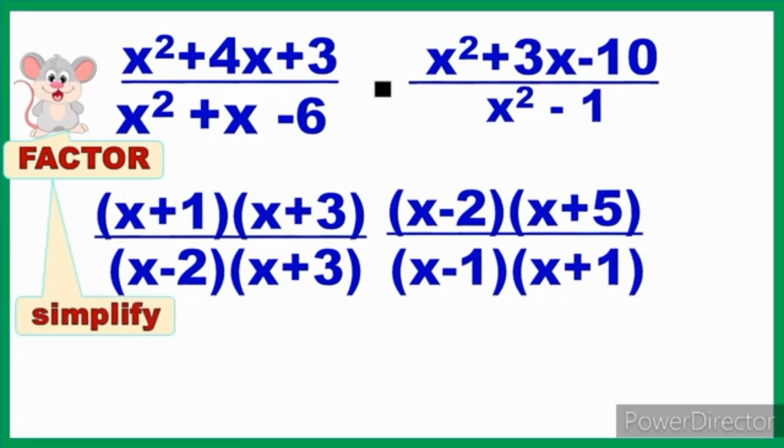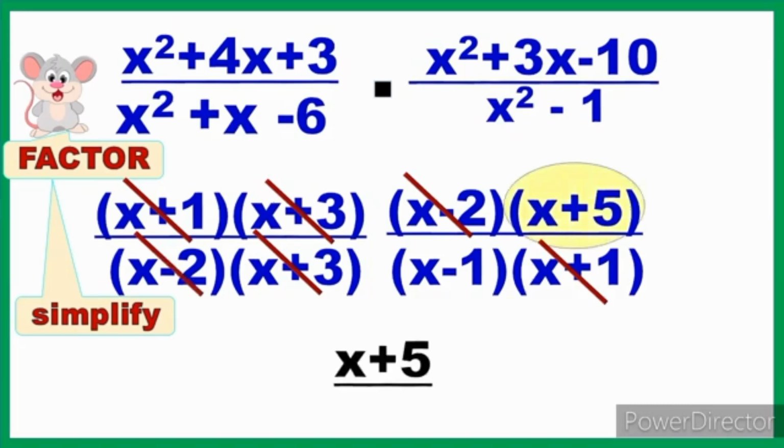Okay, and then we simplify. To simplify, we're going to cancel out the common to numerator and denominator. Okay, common is x plus 1, cancel. Another common is x plus 3, cancel. And x minus 2, cancel. Okay, so ang natitira sa numerator is x plus 5. Sa denominator ay x minus 1. Therefore, the answer is x plus 5 over x minus 1.